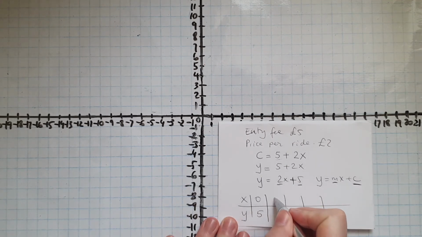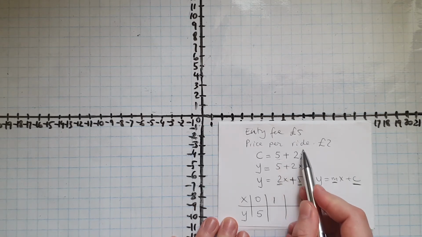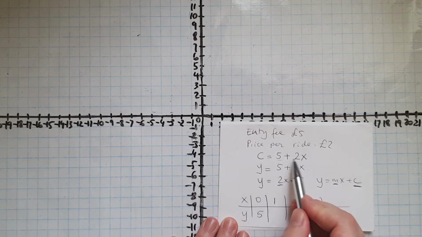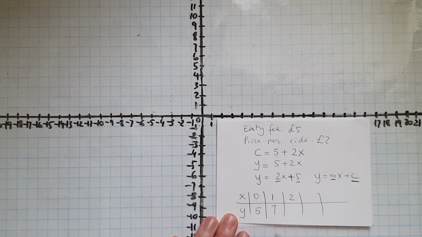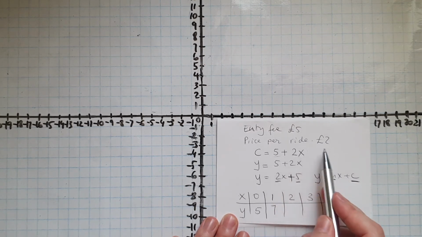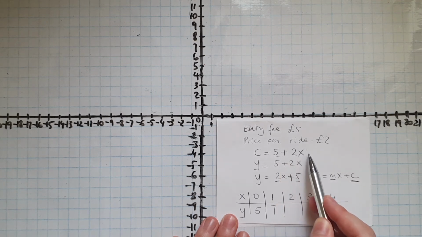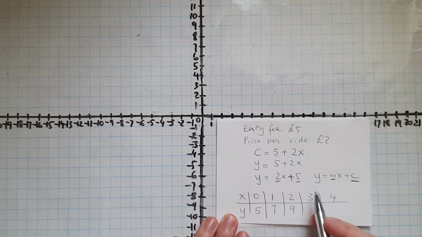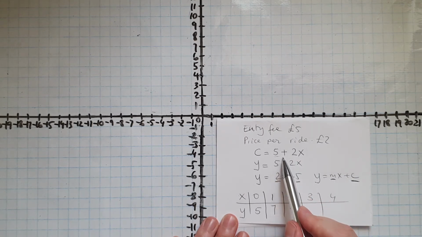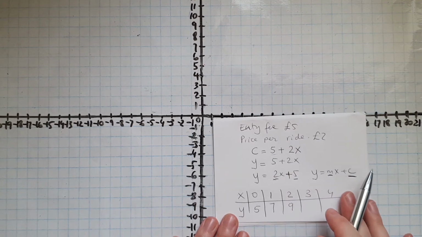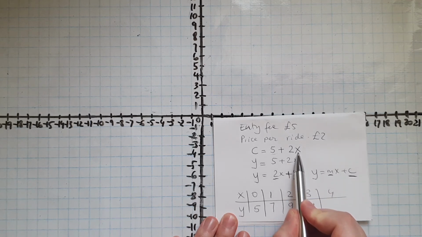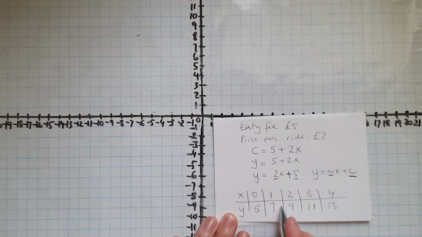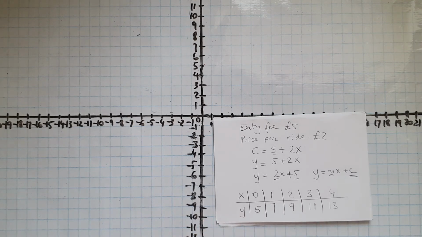If you go for 1 ride, then it's going to be 5, add the 2 times 1 is 2, so 5 add 2 gives us 7. For 2 rides, then 5 add 2 times 2, which is 4, that makes 9. And for 3 rides, that's going to be 3 times 2, which is 6, and the 5, 11. For 4, 2 times 4 is 8, and the 5, 13. As you can see also how these go up by 2.